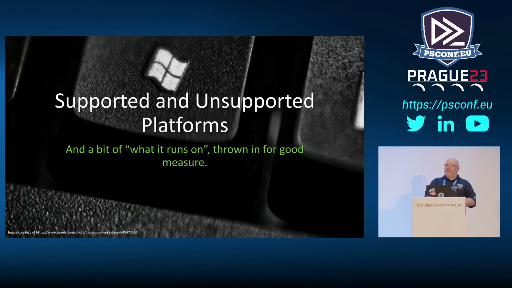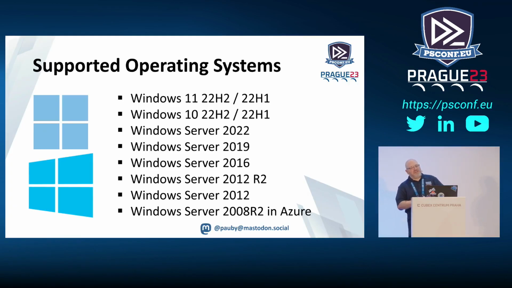So the first thing: supported and unsupported platforms and what it runs on. These are all the supported operating systems at the moment that Microsoft currently supports, and Chocolatey supports Chocolatey on these operating systems as well. That's what we use for our support lifecycle. The two at the top there are Windows clients, Windows 10 22H1 and Windows 11 22H1 being the minimum versions there. And as you'd probably expect, Winget supports them.